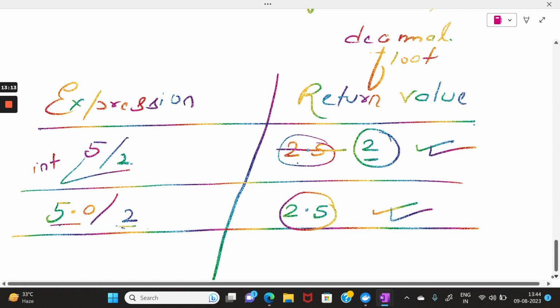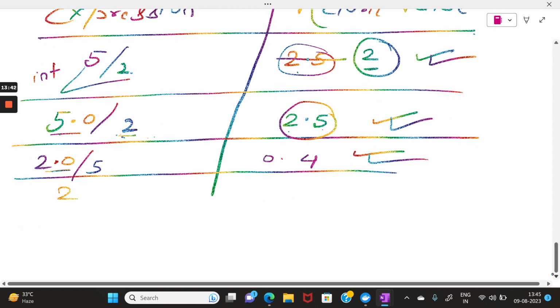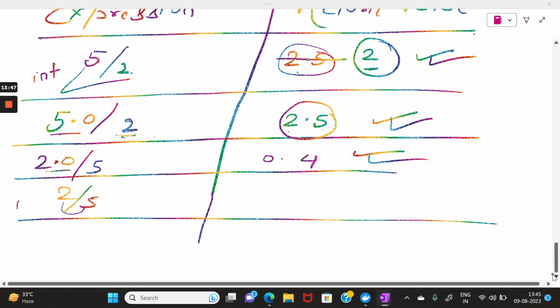Here it is important to note that when we are dividing, if either of these is a floating value, then we are going to get the output as float, because the computer will treat this 2 as 2.0 only. For example, if it is 2.0 divided by 5, one of them is a floating value, so we are going to get the result as 0.4, right? And if it is 2 divided by 5, then what will be the result? Since both of them are integers, the computer will give the output as an integer only, that is 0. It will ignore the decimal part.